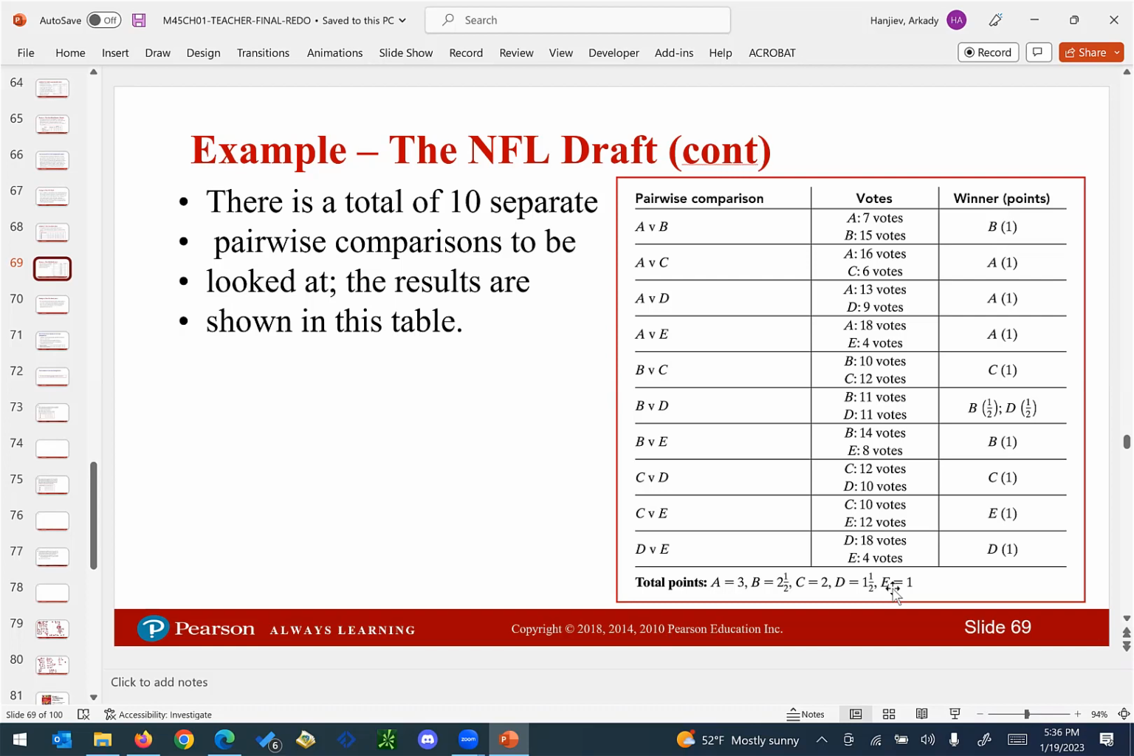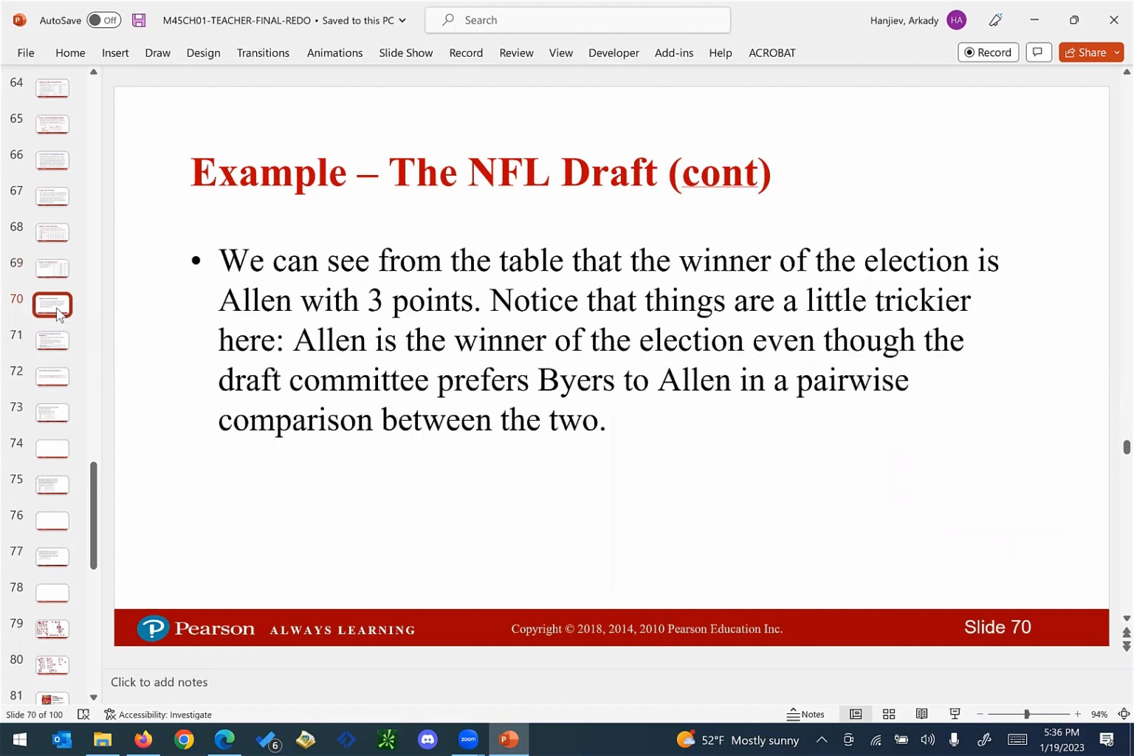Okay, so the pairwise comparison test. This is probably the most math you're going to have to do on these. All right, Allen wins with 3 points. Notice that things are a little trickier here. Allen is the winner of the election, even though the draft committee prefers Byers to Allen in a pairwise comparison between the two. So yeah, that's crazy.